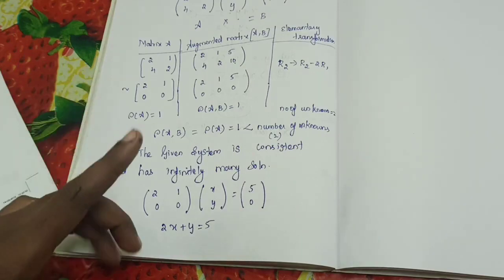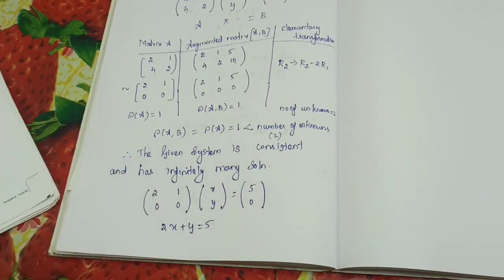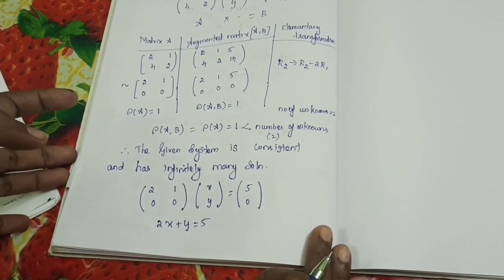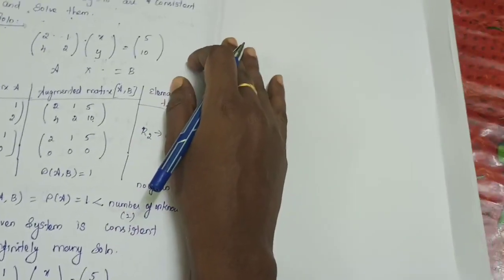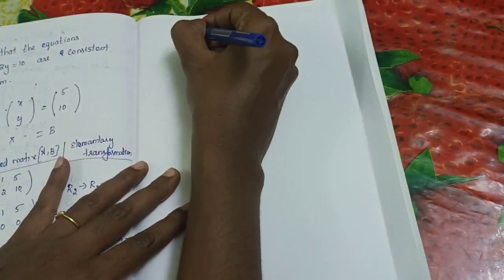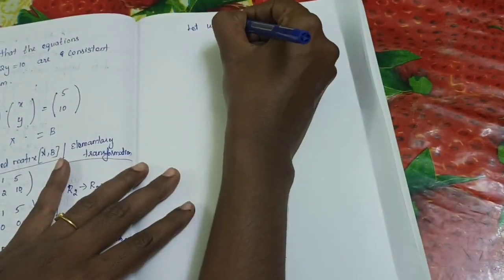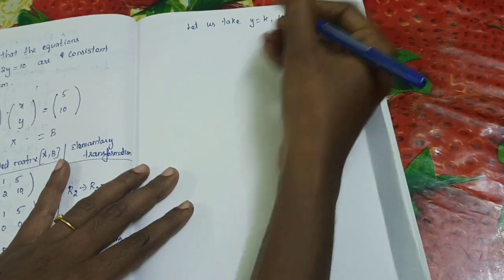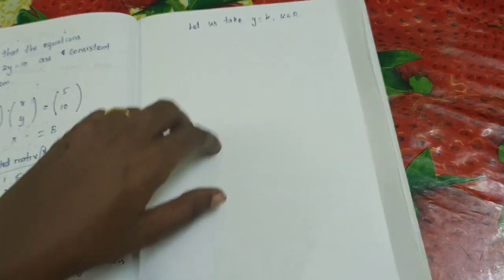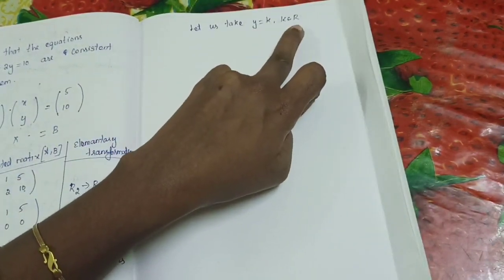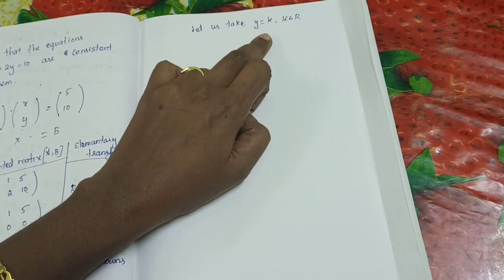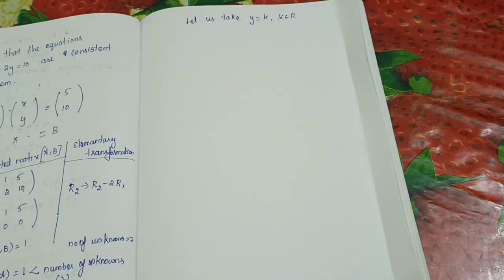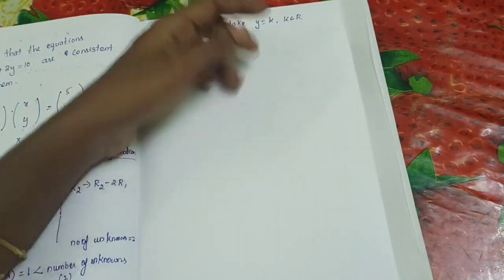Here only one equation is there. But we know the system is consistent and has infinitely many solutions. For that, what will you do? Let us take y is equal to k. This k belongs to R. K may be any number that belongs to R. You know what R is. So let us take y is equal to k. If you need, you can choose any alphabets, that is y is equal to m, y is equal to n.